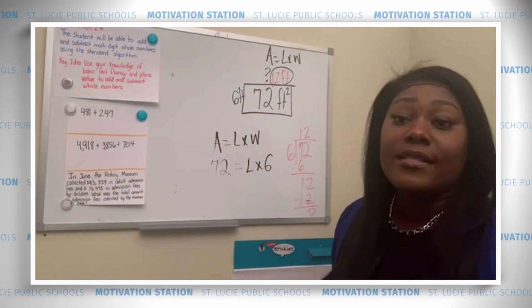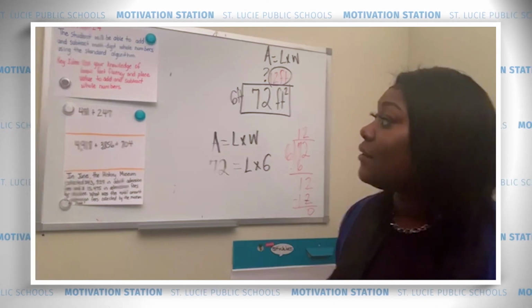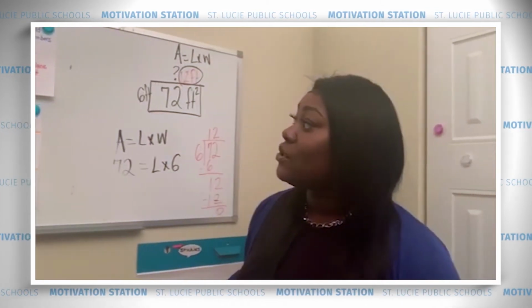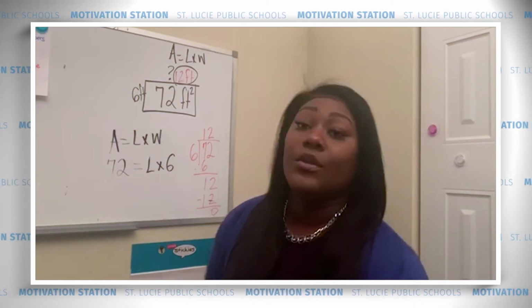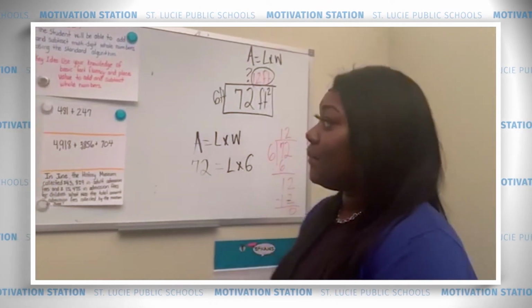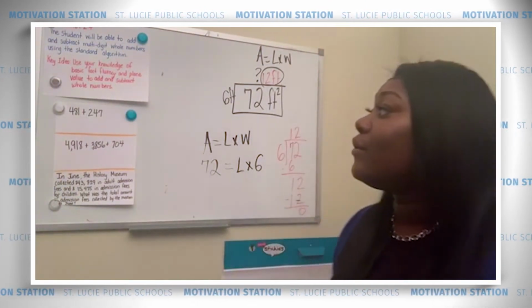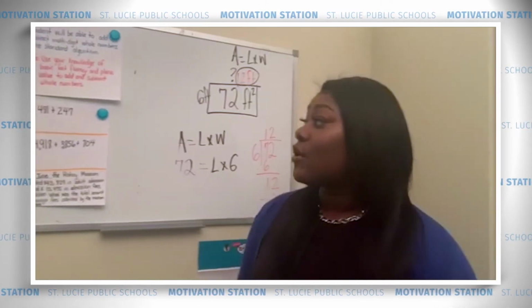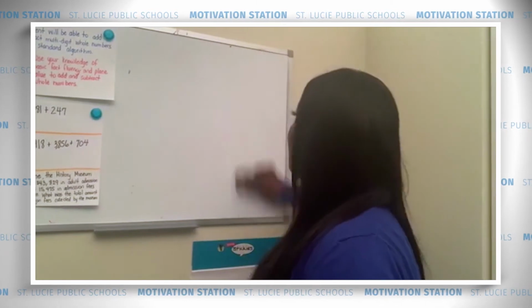The standard for this lesson is MBT 2.4, and the standard reads, the student will be able to add and subtract multi-digit whole numbers using the standard algorithm. Our key idea says use your knowledge of basic fact fluency and place value to add and subtract whole numbers. So that's exactly what we're going to do.